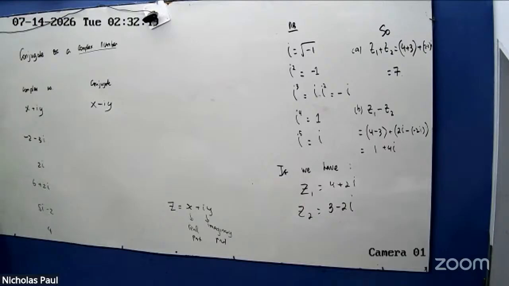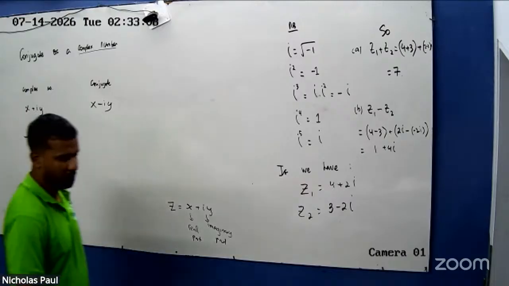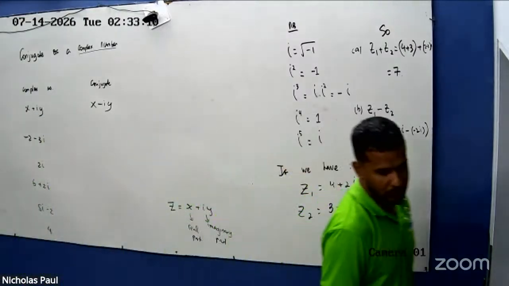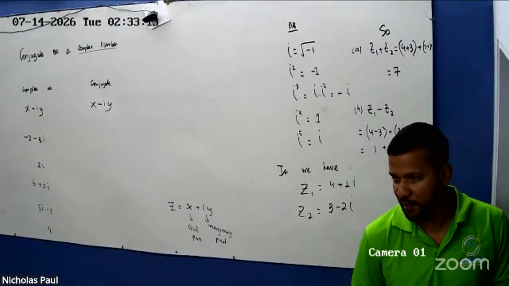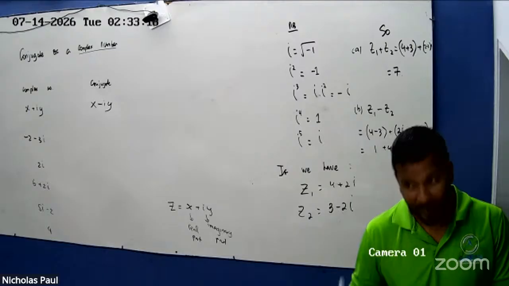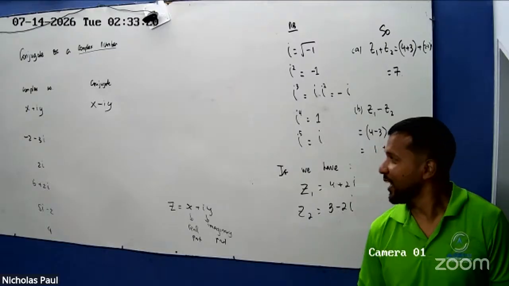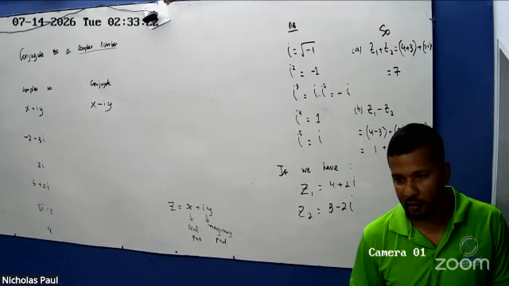The conjugate of a complex number is where we keep the real part the same but change the sign of the imaginary part. Double arrow. Okay. And do the other 5, find the conjugate of all of them.